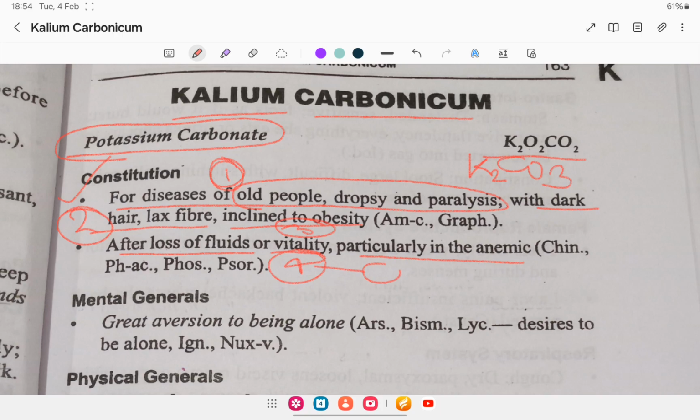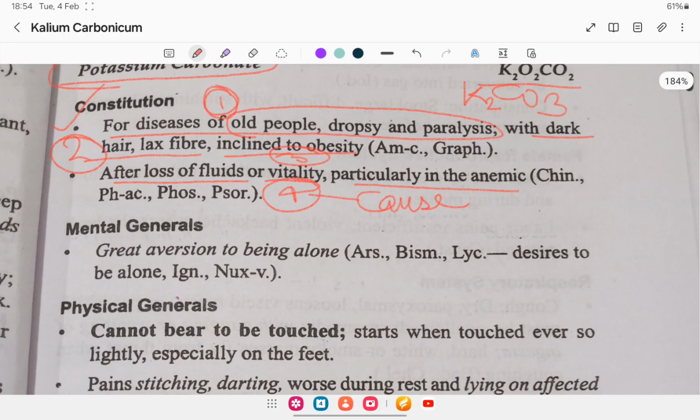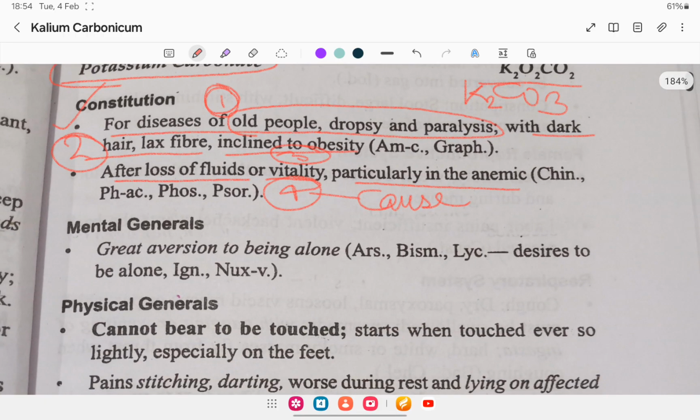We have read 4 causes. Number 1, ice cream, cold or iced water. Number 2, overstrain. Number 3, sexual excesses. And number 4, after loss of fluids or vitality, particularly in anemic persons. So now we are going to discuss mental generals or mental characteristic symptoms. So let's start.